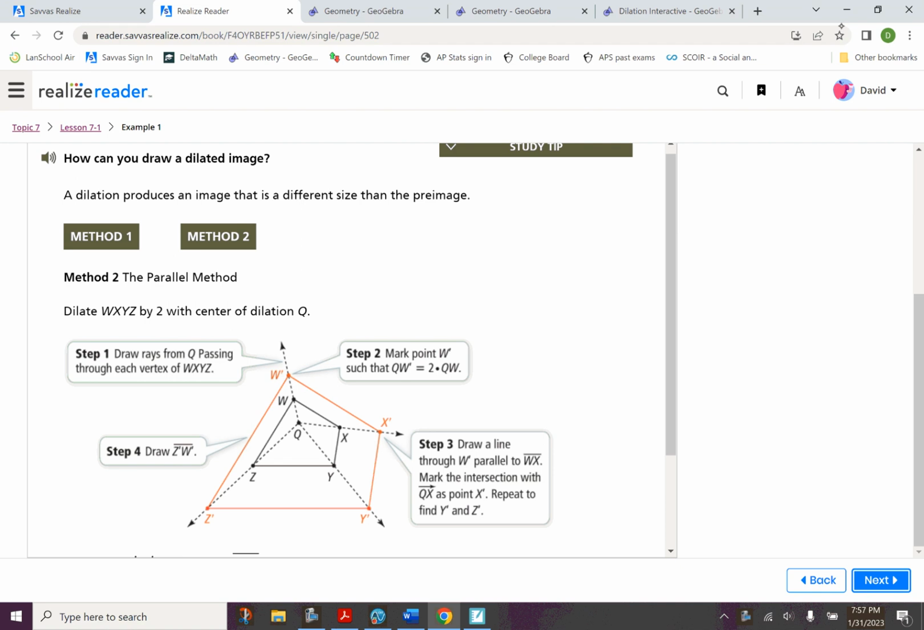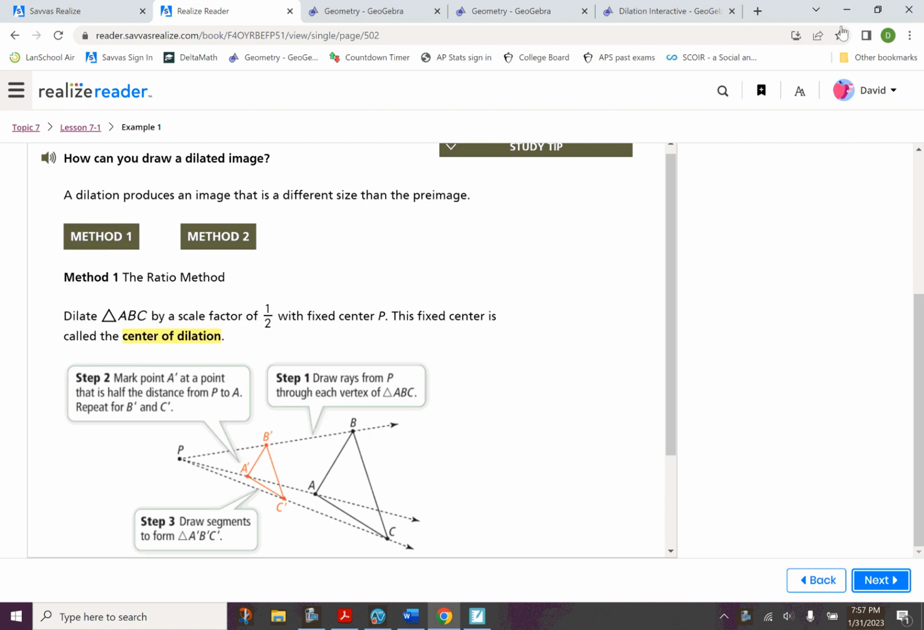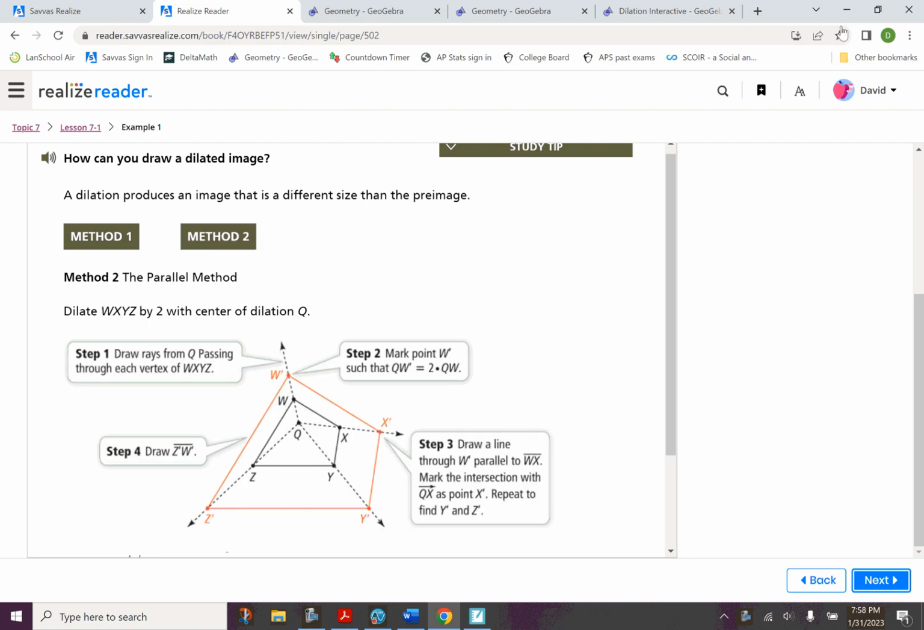In this method, what they call method 2, the parallel method, you're measuring the distance from the center for just one point. With method 1, you had to measure the distance from the center for all of the vertex points. For that one, all you have to do is take the distance and multiply it by the scale factor. Here, you're not multiplying by the scale factor after step 2, you're putting in parallel lines. I'll leave it to you to decide which one's more of a challenge.